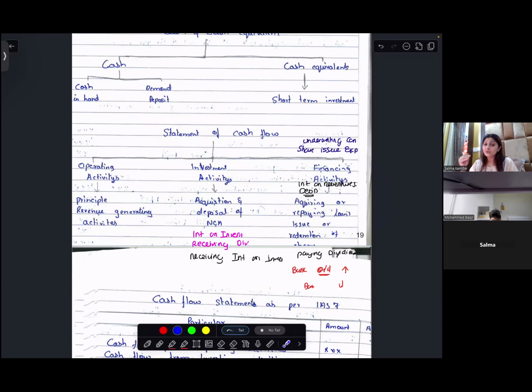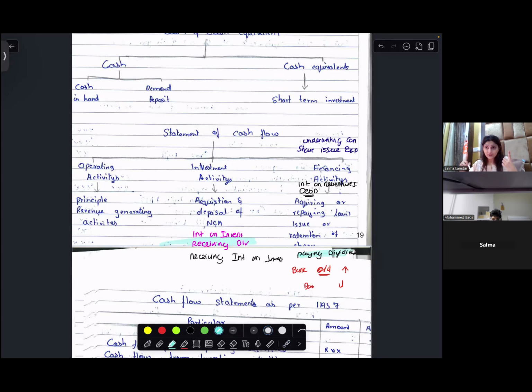Then anything related to investments: interest on investment, receiving dividend, receiving anything that is related to your investment comes as investing activity. This is one thing that kids normally get confused about. Receiving dividend is investing activity. Paying the dividend is financing activity. And paying the dividend comes in two places. One, it comes in financing activity. One, it comes in your working note number one.